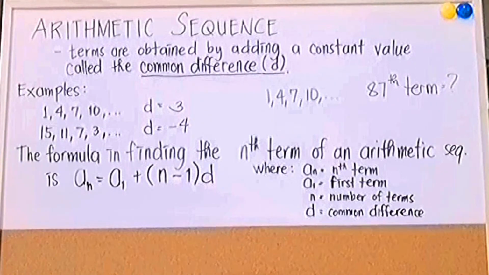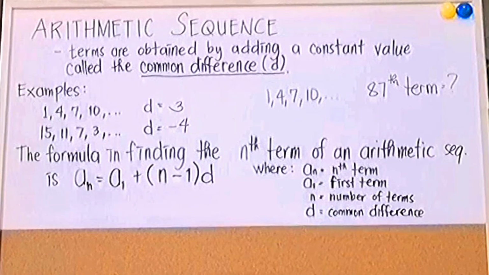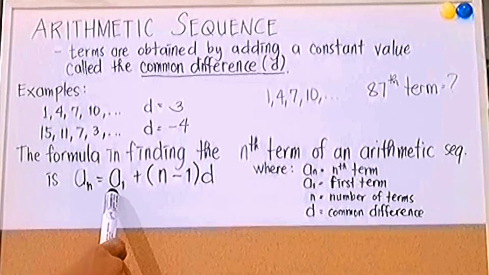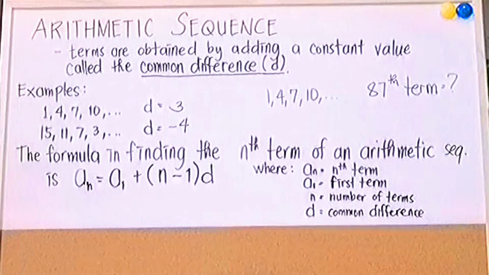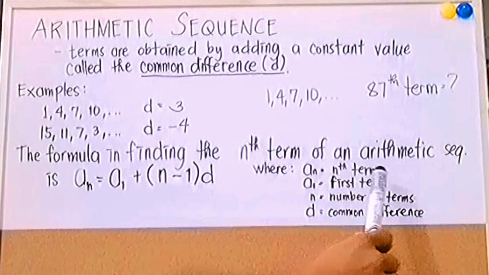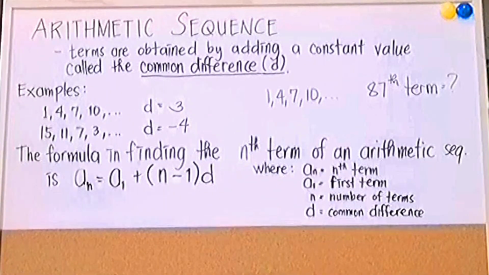So here, I'm going to introduce to you the formula in finding the nth term of an arithmetic sequence. And that is a sub n is equal to the sum of a sub 1 and the product of the quantity n minus 1 and d, where a sub n is the nth term and a sub 1 is the first term, n is the number of terms, and d is the common difference.